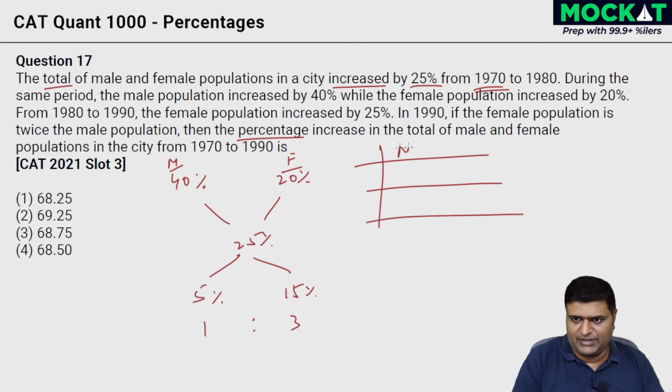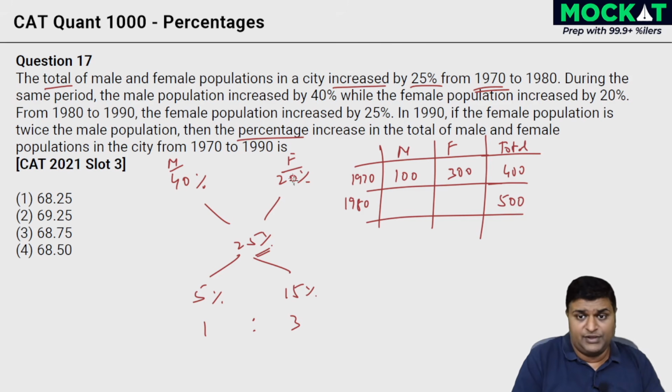So we can start with male, female, and total. We can just write it down. We can start with 1970. 1:3. Let it be 100 and 300, which means the total population is 400. What do we know about 1980? This 400 has grown by 1/4, 25%, and has become 500. Now the 300 over here has grown by 20%. That comes to 360. 60 is 1/5. 40% of 100 is 40. You add, you get 140. And just check the total if it's working out. Yes, it is 500. It's fine so far.